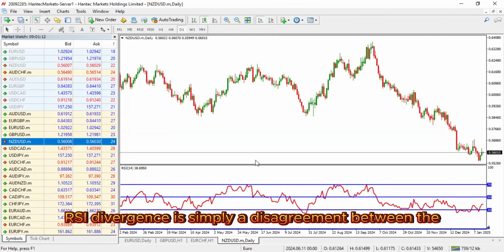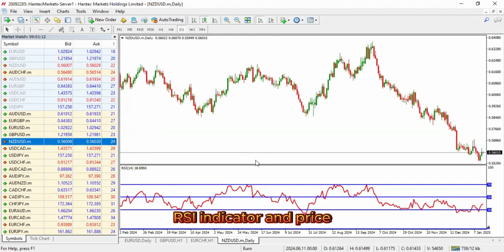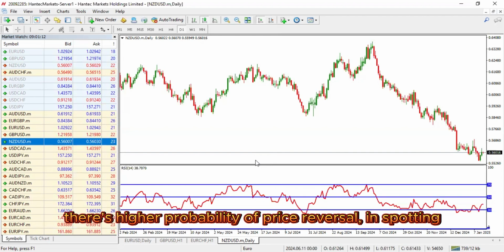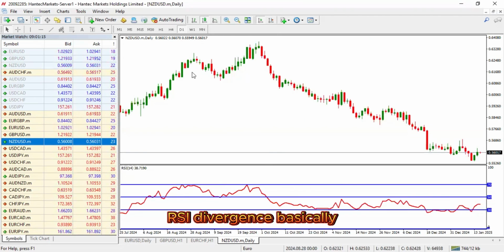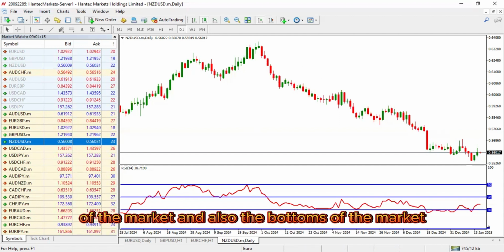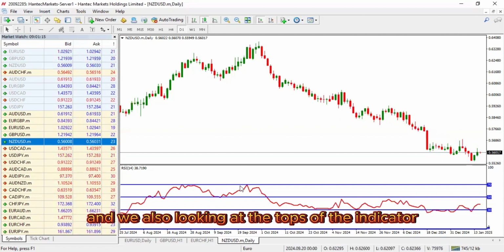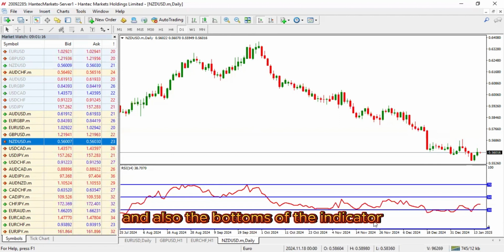RSI divergence is simply a disagreement between the RSI indicator and price. Whenever a divergence is spotted, there is higher probability of price reversal. In spotting RSI divergence, basically we are looking at the tops of the market and also the bottoms of the market, and we are also looking at the tops of the indicator and also the bottoms of the indicator.